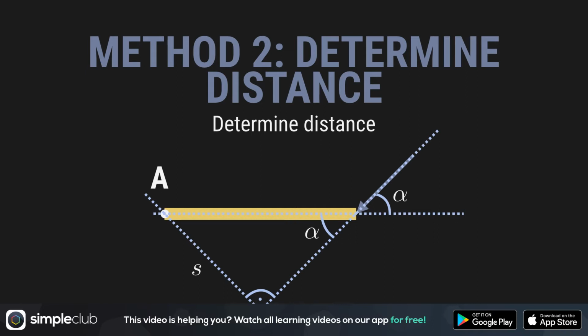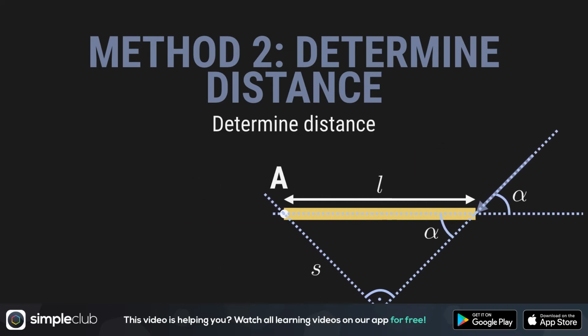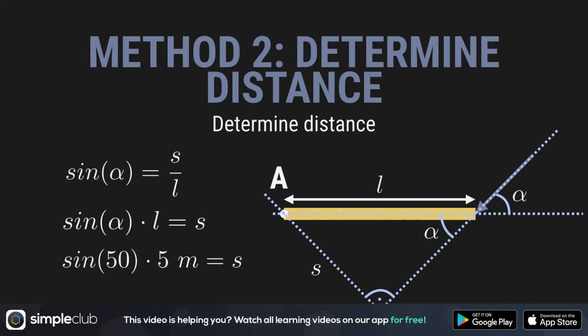Using various simple laws of trigonometry, we can recognize that the angle alpha should form part of the right angle triangle. Now, we know the hypotenuse or length of the board and the angle of alpha. So we can find S by working out the sine of alpha. In this case, the sine of alpha equals S divided by the length of the board. Solving for S with an alpha of 50 degrees and a board length of 50 meters, we get a length for S of 3.83 meters.